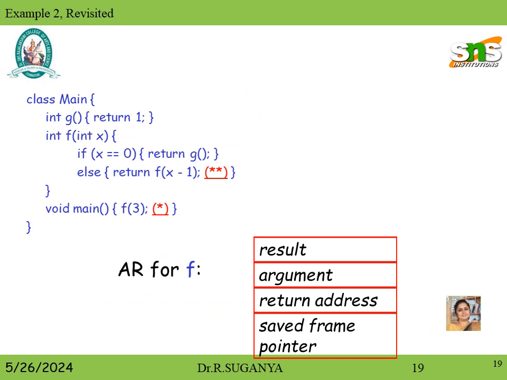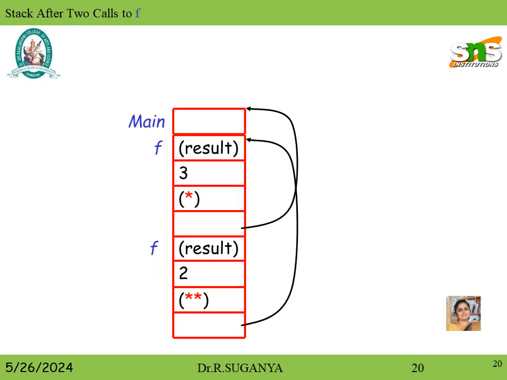Here we have the program: the main function, which returns the G function, which has an integer, and the F function, which returns an integer and has the parameter x. If x is equal to 0, then it returns the G function, else it returns the F function with x minus 1. The fields are result, argument, return address, and saved frame pointer. So here we have the stack after 2 calls to F.